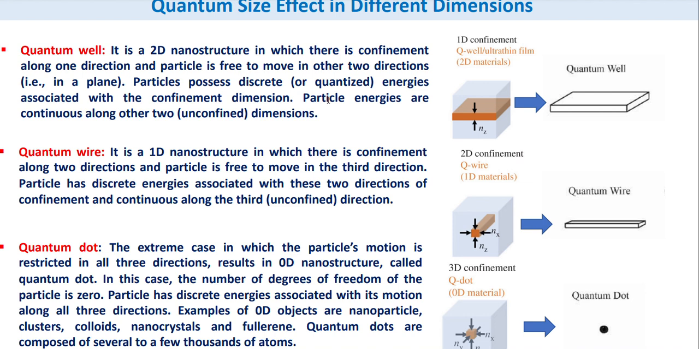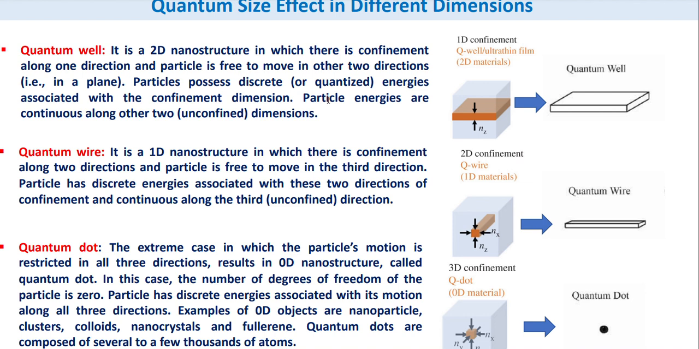Next comes the quantum wire, which is a 1D nanostructure in which there is confinement along two directions and the particle is free to move in the third direction. Particles have discrete energies associated with these two directions of confinement and it is continuous along the third unconfined direction. Examples of a quantum wire are carbon nanotube, gold nanowire, and GaN nanowire.